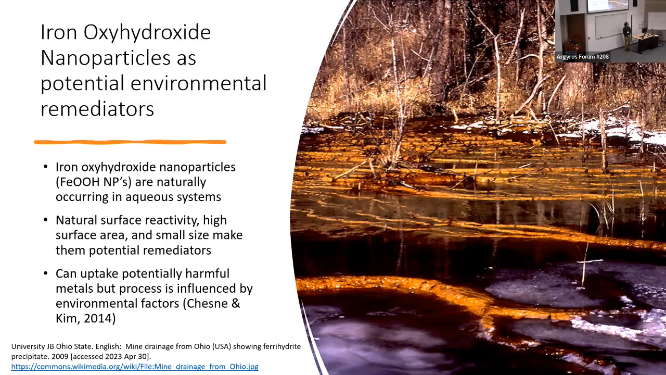And in the picture to the right, we can see an environment that is once again affected by acid mine drainage. However, in this picture, the logs have become coated in ferrihydrite. So it just kind of shows that although this environment isn't doing so good, ferrihydrite is still available and potentially able to remediate some of the damage that is being done. Previous studies have shown that these nanoparticles can uptake the potentially harmful metals that are present, but we know that this process is influenced by a lot of factors such as pH and salinity.